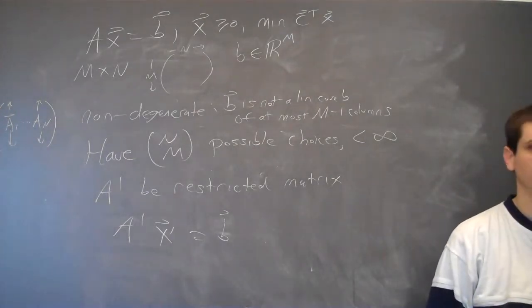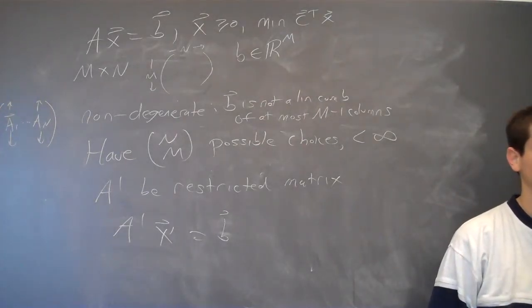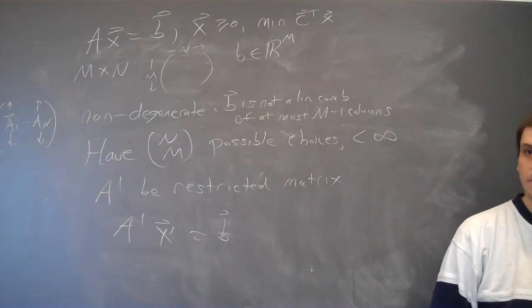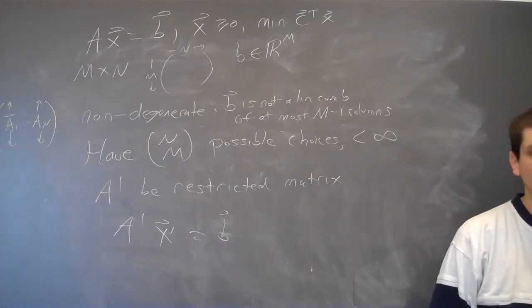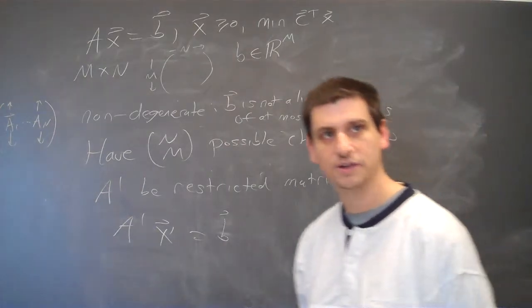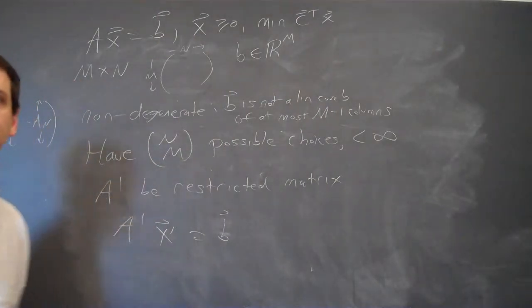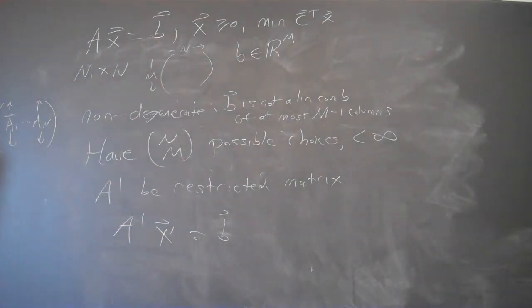Infinitely many or finitely many? We're assuming that A prime is full rank. We do A prime transpose. Take the inverse. So is A invertible?